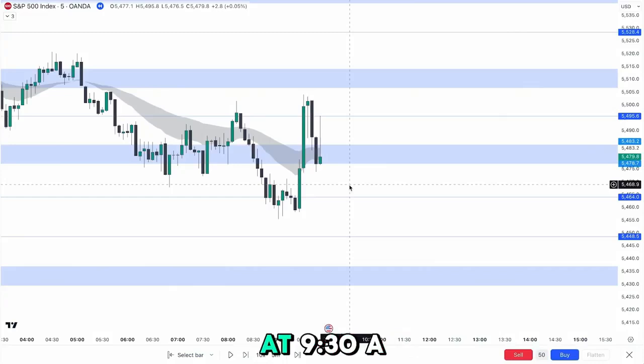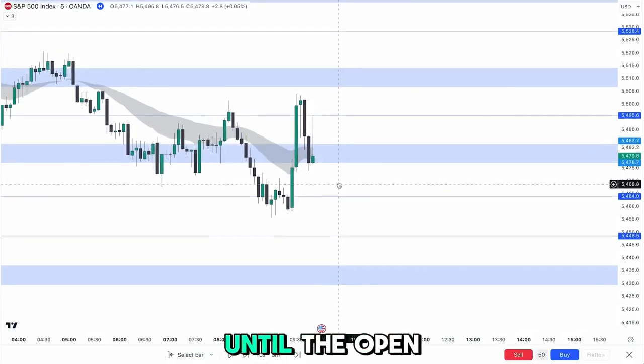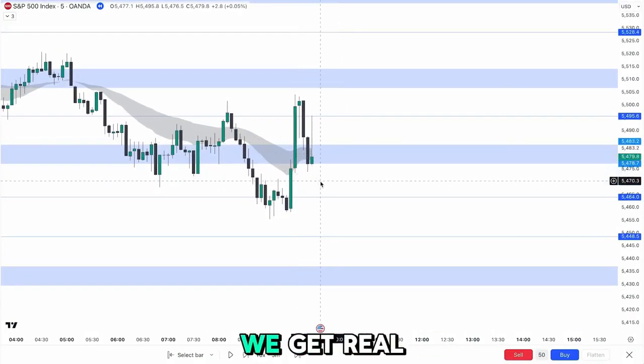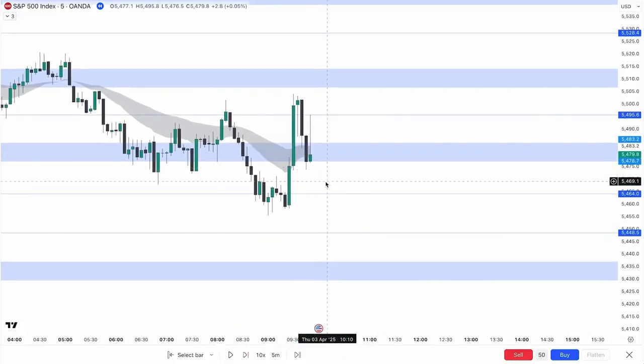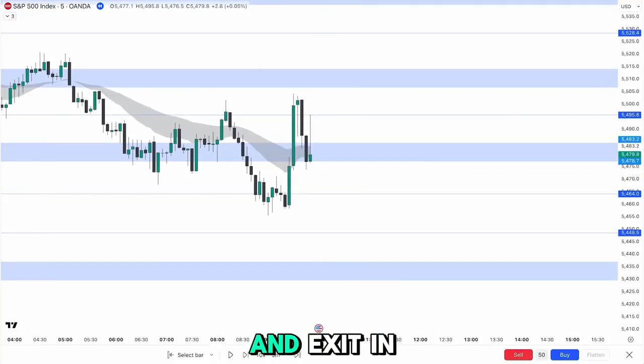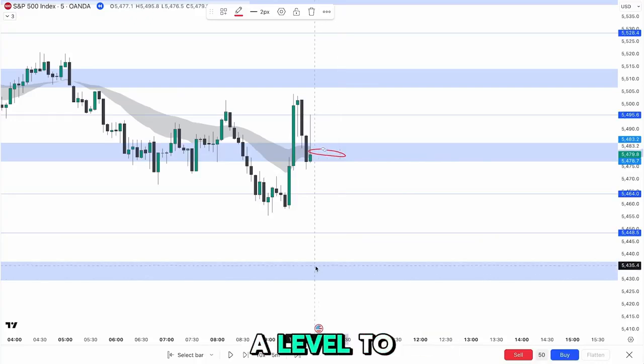This is on ES Futures at 9:30 a.m. Eastern. I usually wait until the open before entering any trades because that's when we get real volume and liquidity. It's more likely to be the real move and not a fake out. Now we only want to enter in a supply and demand zone and exit in a supply and demand zone. We're looking for a level-to-level trade here.